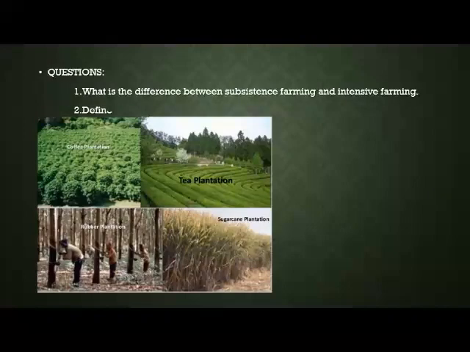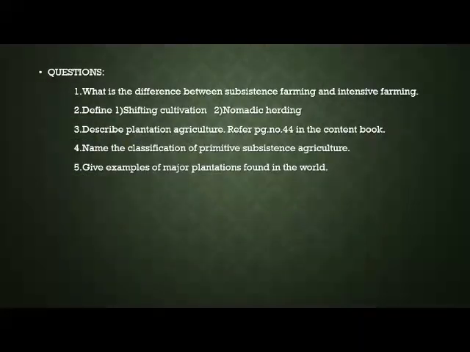Questions for this session. First question, what is the difference between subsistence farming and intensive farming? Second, define shifting cultivation and nomadic herding. Third, describe plantation agriculture. For this question you have to refer to page number 44 in the content book. Fourth, name the classification of primitive subsistence agriculture. The last question, give examples of major plantations found in the world.